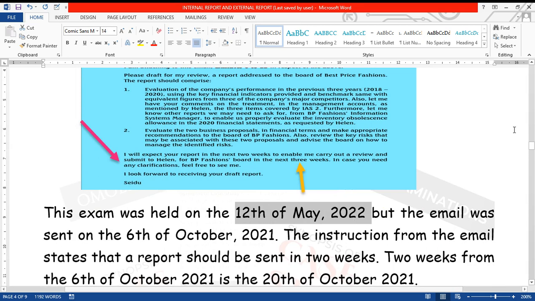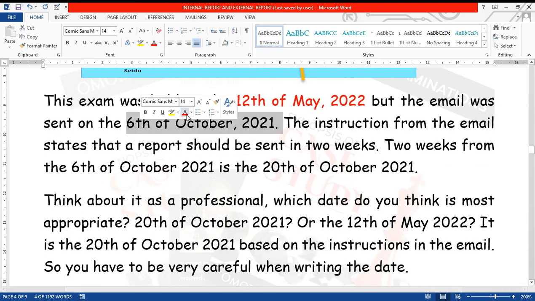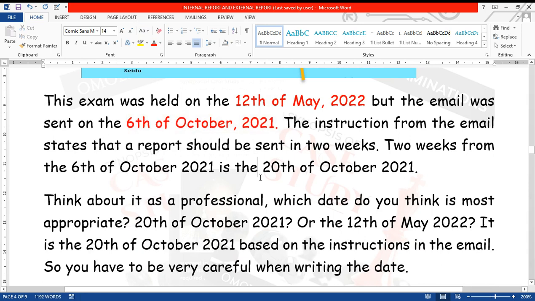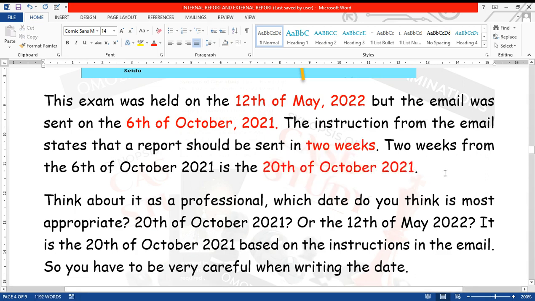But the email was sent on the 6th of October 2021. That's when they sent the email. And the instruction from the email said that you must report in how many weeks? In 2 weeks. You were asked to report in 2 weeks, and 2 weeks from October 6th, 2021 is the 20th of October 2021. So now look at it. Will I now be writing 12th of May? Think about it as a professional. Which day do you think is most appropriate?